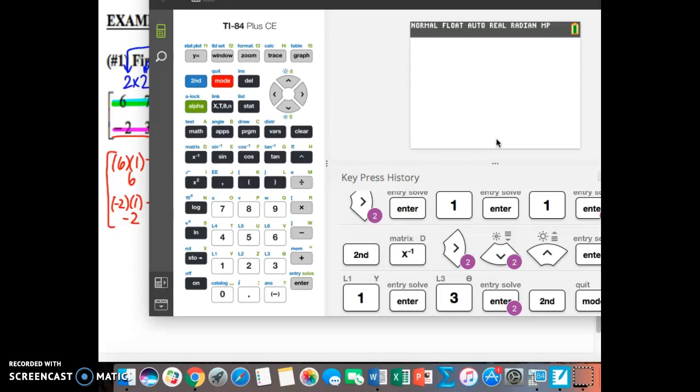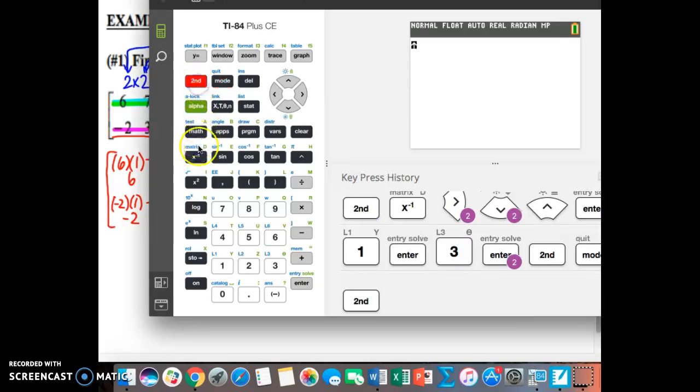For this, I will be using a TI-84 Plus C, but most graphing calculators should be fairly similar. To type in your matrices, first I want you to notice where the matrix button is. If you go down to where it says x to the negative first power, that inverse function, right above it in blue is where it says matrix. So I'm going to click the second key and click matrix, and this is where a bunch of different matrices pop up.